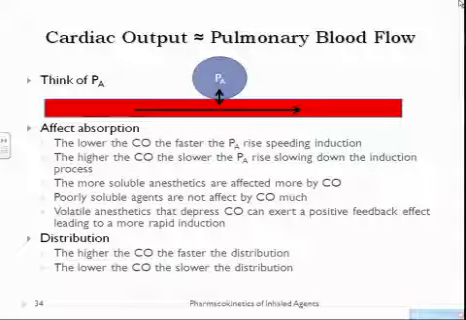Now, one of the things that you'll see is the volatile anesthetics all depress the cardiac output, and it can exert a positive feedback effect, leading to actually a more rapid induction once it starts kicking in.